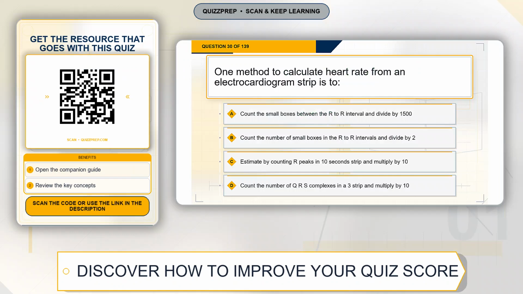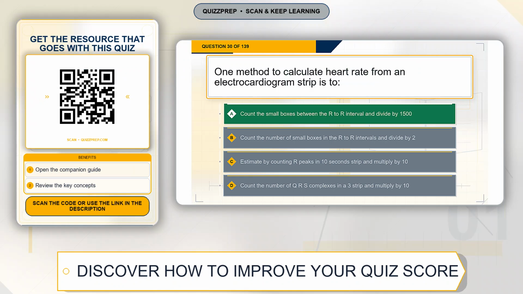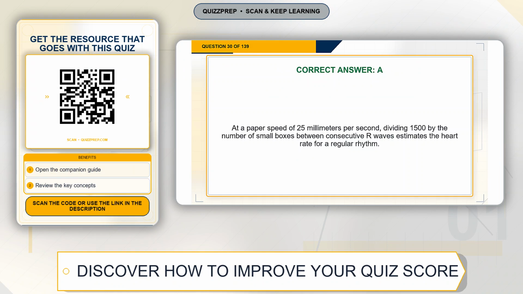Question 30. One method to calculate heart rate from an electrocardiogram strip is to. Option A, count the small boxes between the R to R interval and divide by 1,500. Option B, count the number of small boxes in the R to R intervals and divide by 2. Option C, estimate by counting R peaks in a 10-second strip and multiply by 10. Option D, count the number of QRS complexes in a 3-second strip and multiply by 10. The correct answer is option A, count the small boxes between the R to R interval and divide by 1,500. Explanation. At a paper speed of 25 mm per second, dividing 1,500 by the number of small boxes between consecutive R waves estimates the heart rate for a regular rhythm.